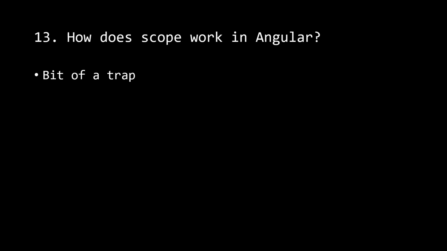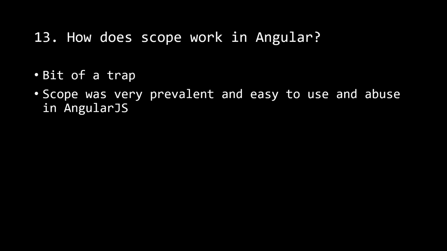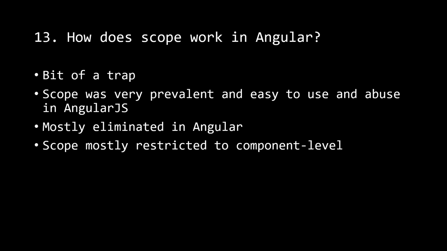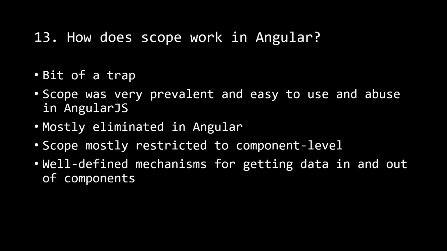I think this question's a bit of a trap. In AngularJS, managing scope was a pretty major issue. It mostly worked, but it also caused problems. But in Angular, scope is mostly locked at the component level, and we can pass data from a parent component to a child component using the input decorator, and from a child to a parent using the output decorator. Or you can just use services.